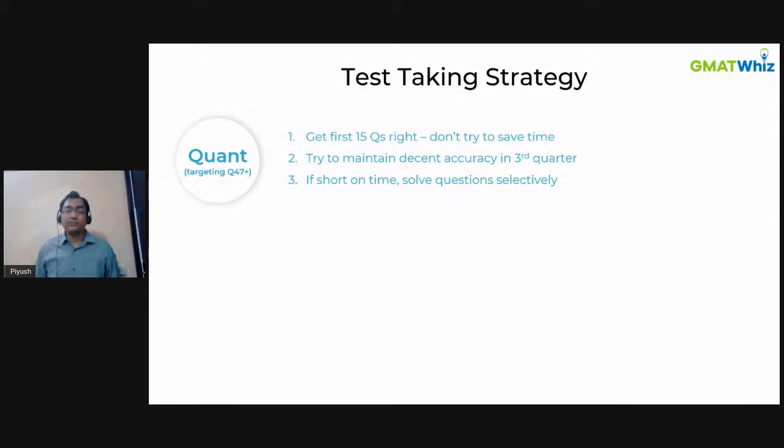If you are not that skilled, you might take slightly more time, but get the first 15 questions right. I'm not taking extreme cases, but I know of cases where students have not solved any question correctly in the last quarter and still ended up with probably a 45 or 46 on quant. Again, I don't have the ESR, so I'm not going to talk about it right now. But if your strategy is 47 plus, which is what most people target, that is what you should focus on: get the first 15 questions right and then maintain a decent accuracy in the rest of them.